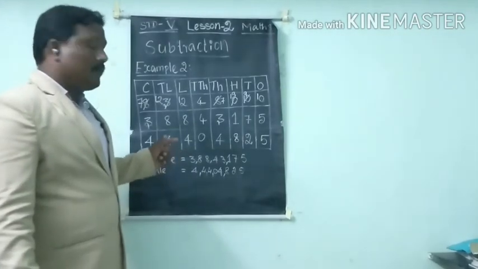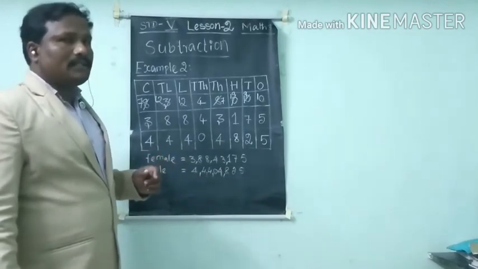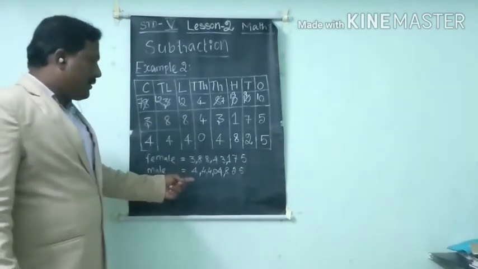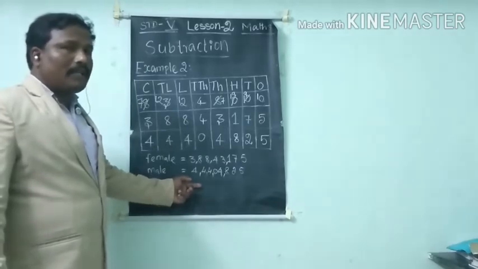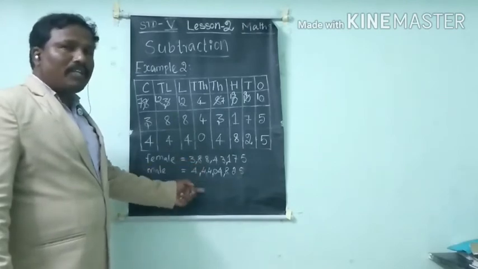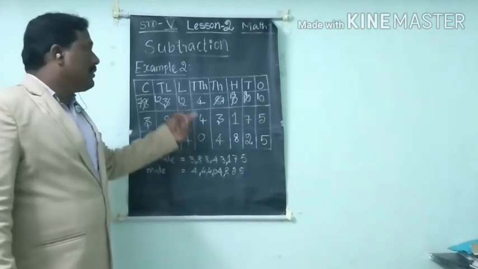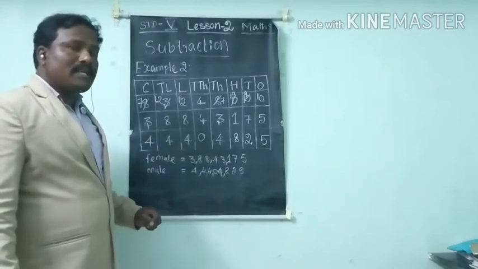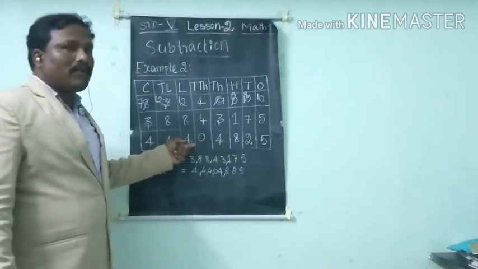Okay, let us check whether our answer is correct or not. How can we check? If you add the difference which you found, that answer, plus the female count, you will get one total. That total and the total population, if they are the same, your answer is right. Do you understand what I am telling? See, you found the difference. It's the male count.